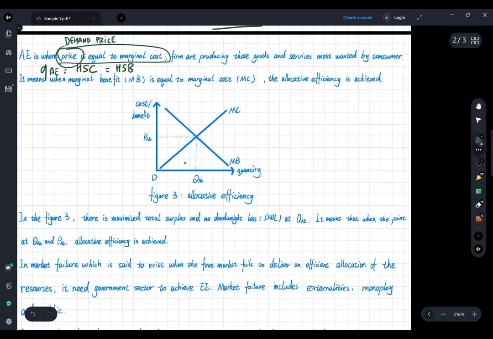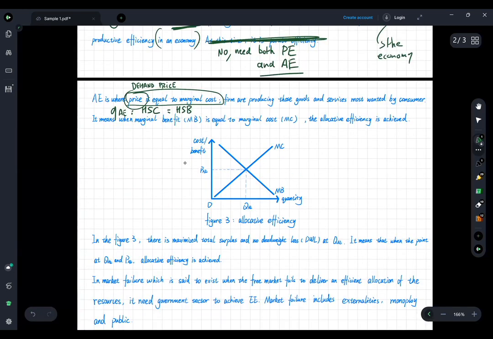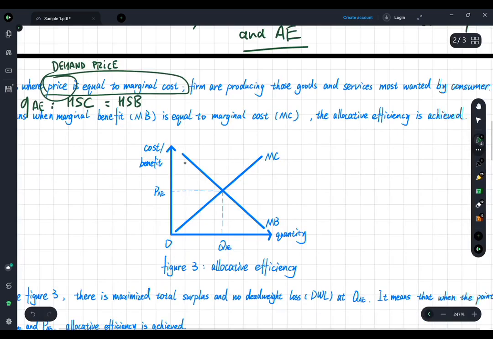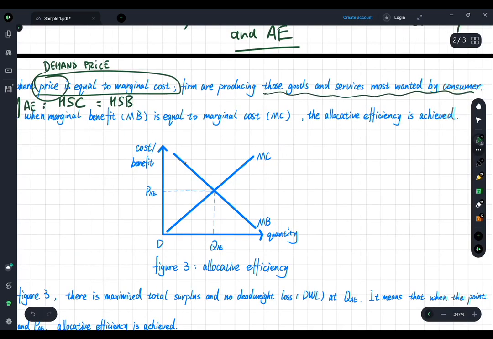Okay, sorry, I'm struggling to use my tablet. So, okay, AE is where price is equal to marginal cost. Firms are producing those goods and services most wanted by consumers. So again, it is actually not a very good definition of allocative efficiency, because of course, allocative efficiency takes into account what people want, okay?